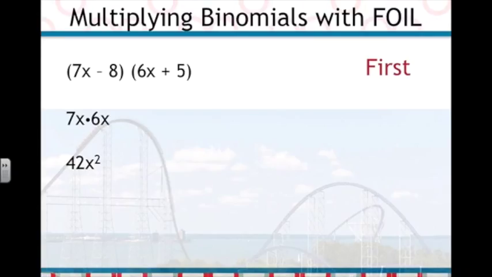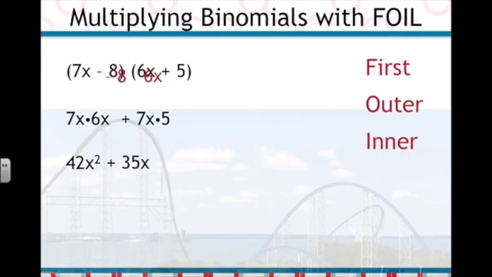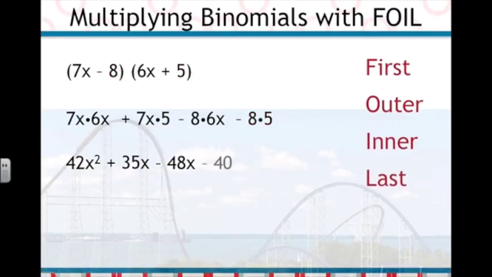Next, we multiply the outer terms, 7x and 5, to get 35x. Then we multiply the inner terms, negative 8 and 6x, to get negative 48x. And finally, we multiply the last terms, negative 8 and 5, to get negative 40.